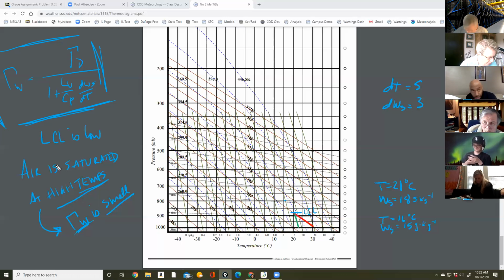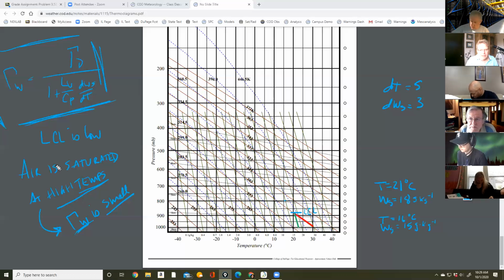Okay, turn to page 88. Yay. The stuff I need to do. Static stability. Okay.